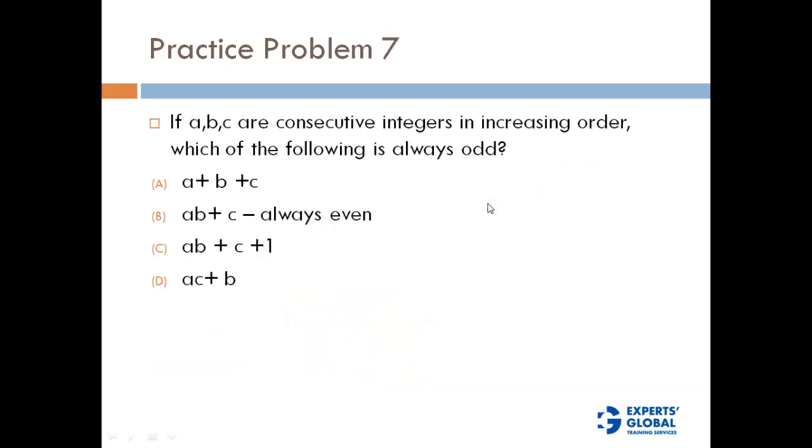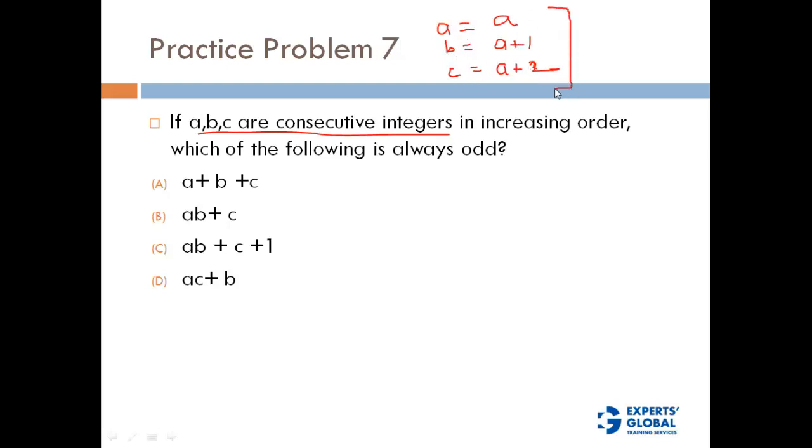Let's move to this one. Please pause the video and give it a try. So let's see. A, B, C are consecutive integers. So it is like this. These are consecutive integers. So we are going to call them like this: A, A plus 1, A plus 2.